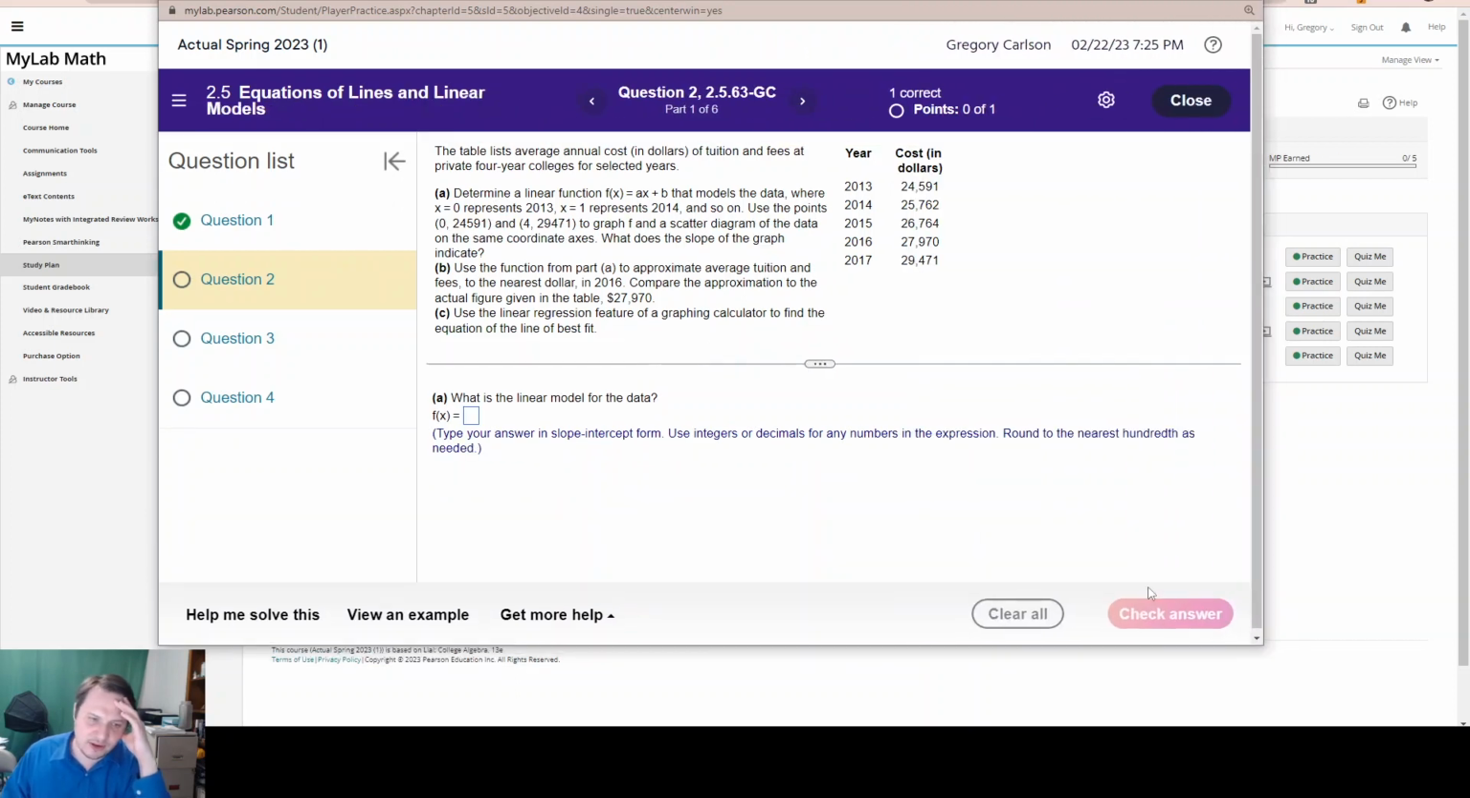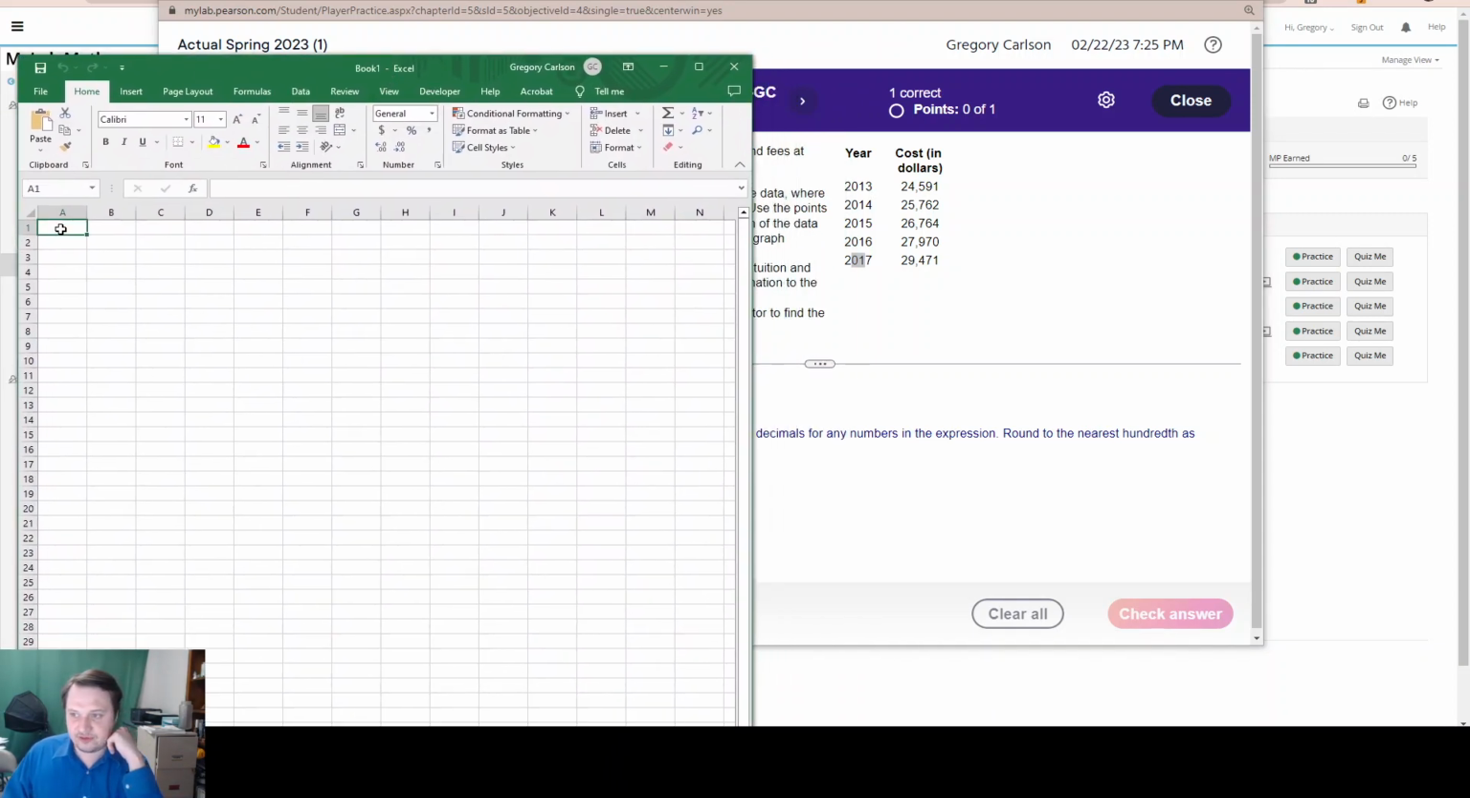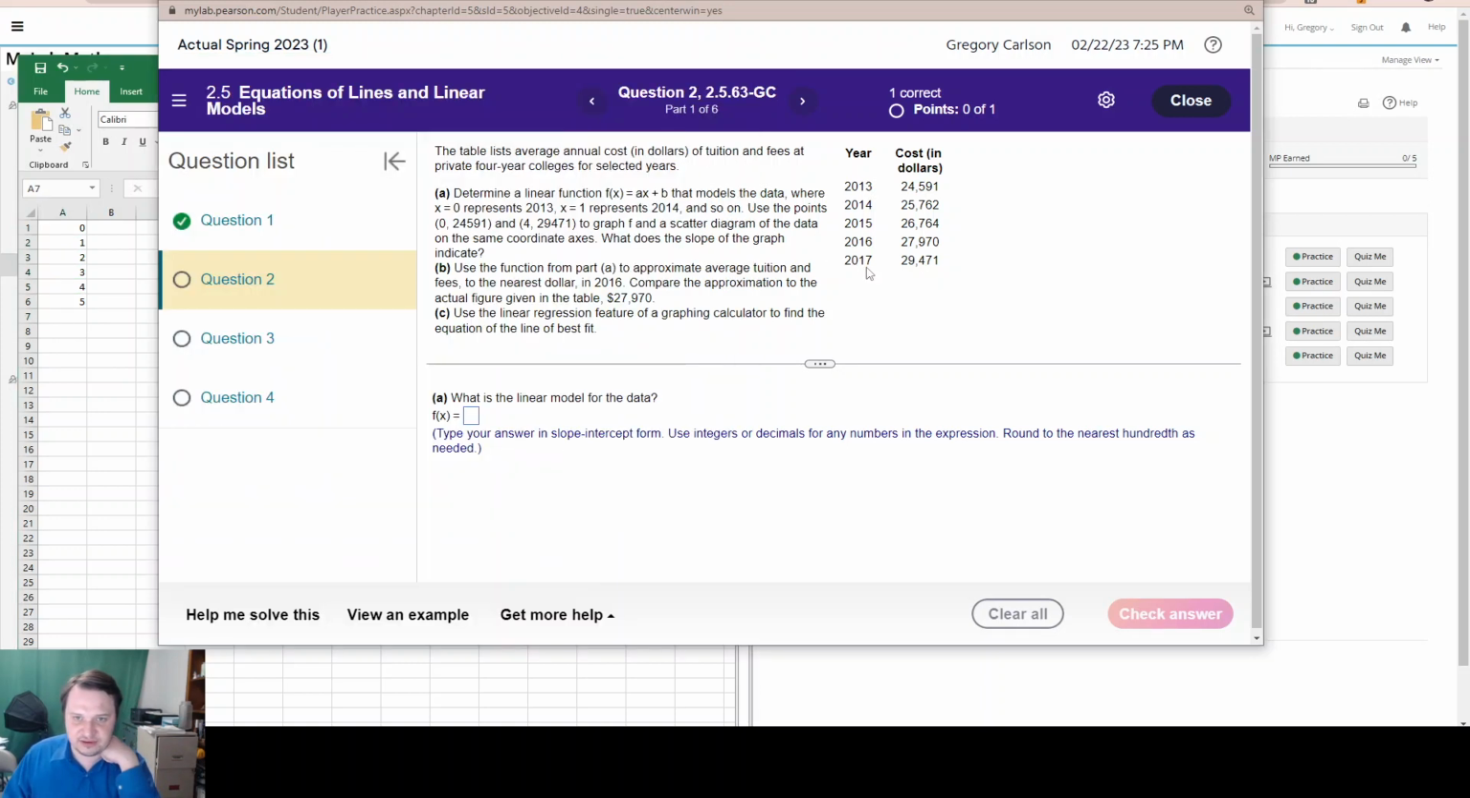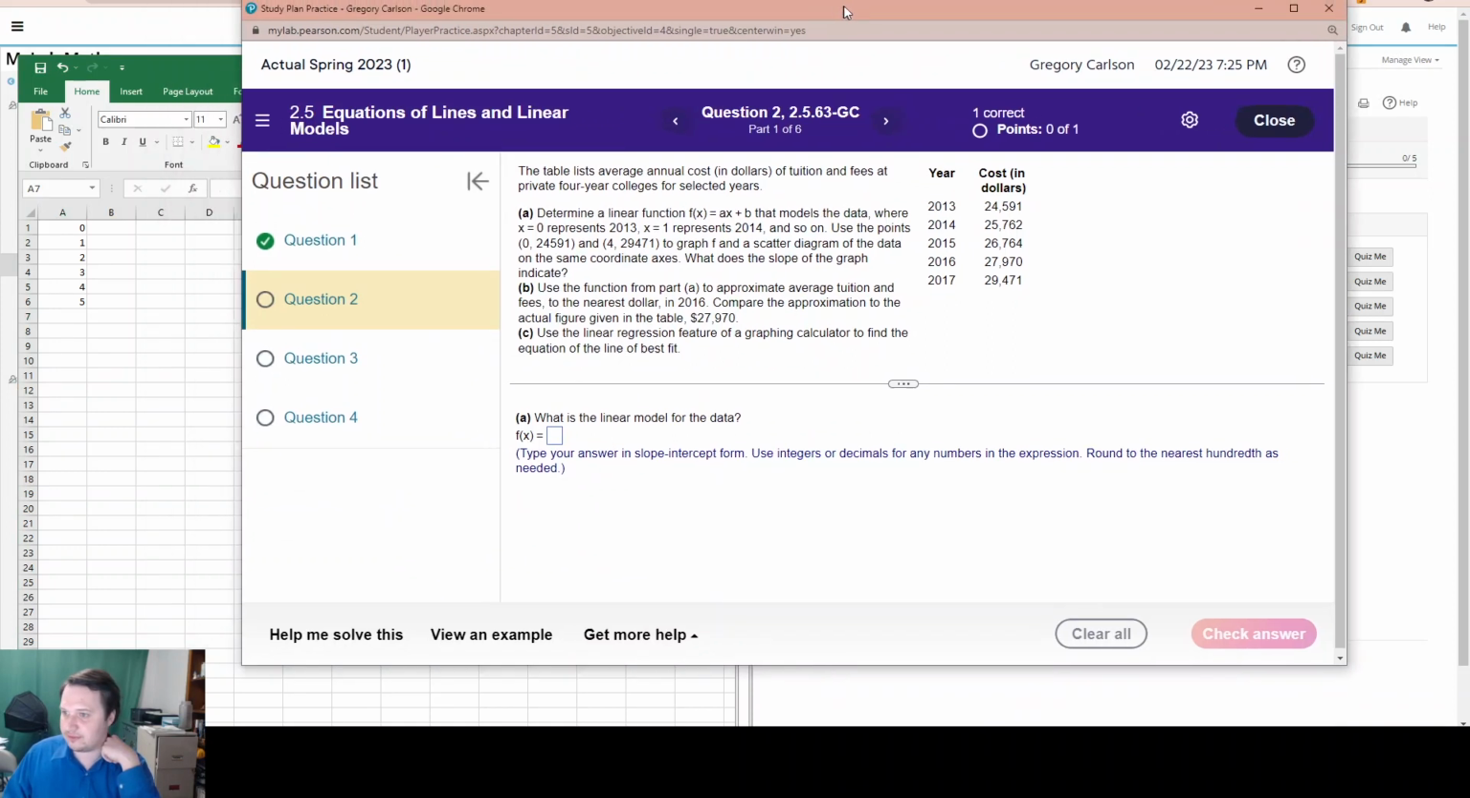So I'm going to show you how to do it on Microsoft Excel. And then I'm going to show you a website, if I can find one, that you can use if you don't have Microsoft Excel. Okay, so here's our data. And once again, they're saying x equals 0, x equals 1, x equals 2 for every year. So what I'm going to do is open up Microsoft Excel. And so for the x values, I'm going to put them into the left column. So 0, 1, 2, 3, 4, 5. So that represents 2013, 14, 15, 16, 17. Okay? Does that make sense?